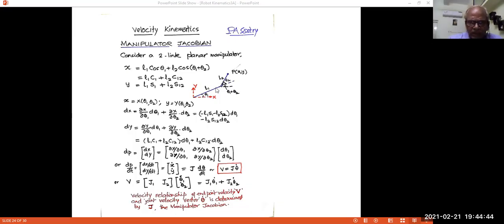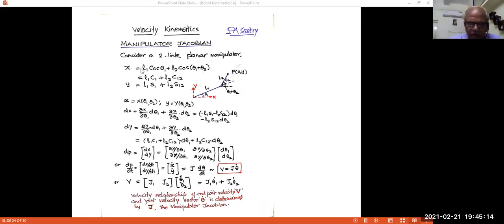Suppose L1 and L2 are the link lengths, and we are interested in trying to relate the angular velocity of this joint and the angular velocity of this joint to what kind of effect it will have on the end point velocity. The end point velocity would have two components, only x and y, being a plane. So we'll first find the expressions for x and y, and then find the velocities.